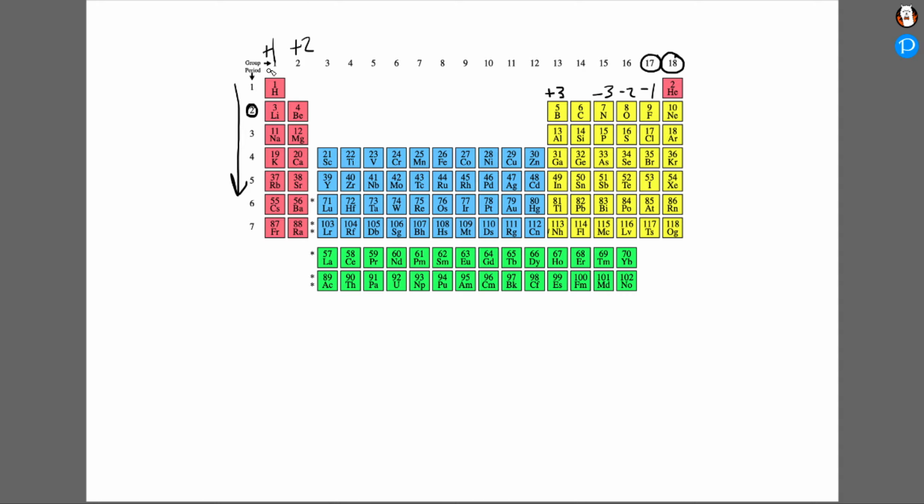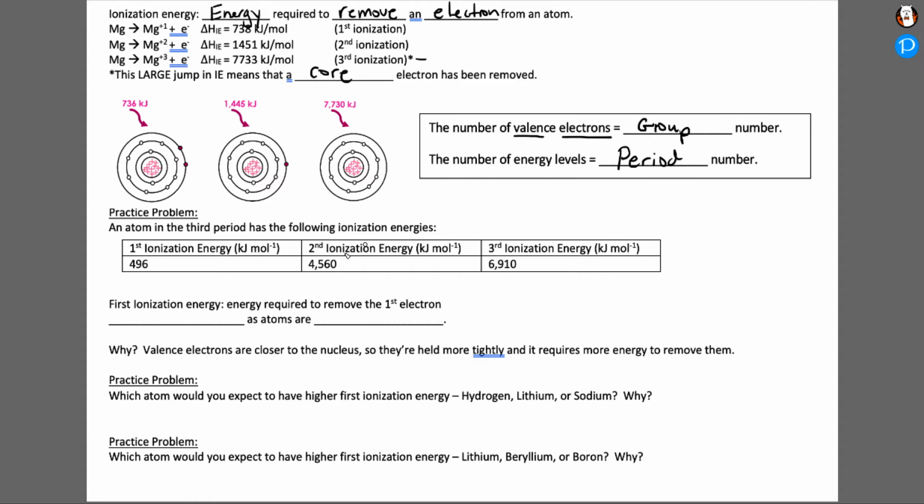So those are the group numbers. Group numbers are along the top. The period numbers, which run this way, for the rows, tell you how many energy levels. So if I am an element in period 3, that means the highest energy level that I go to is the 3rd energy level. All the elements in period 4, their highest energy level, their valence shell, is energy level 4. So let's just keep that in mind as we're going through and doing these problems.